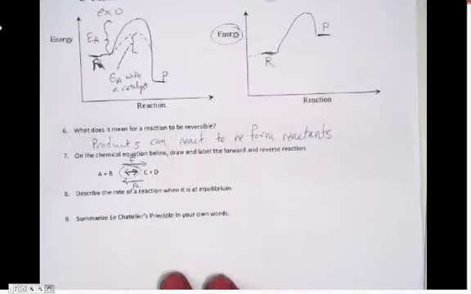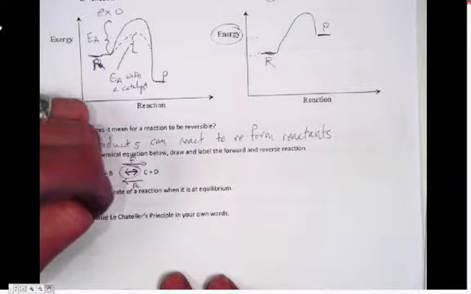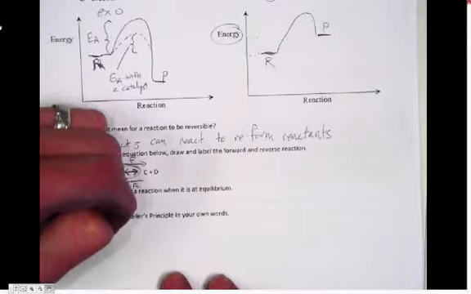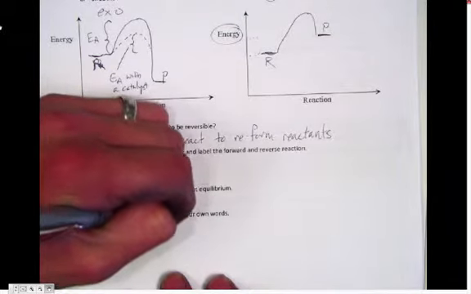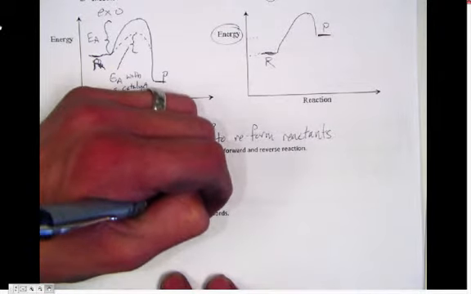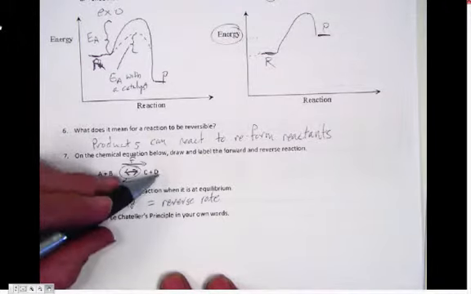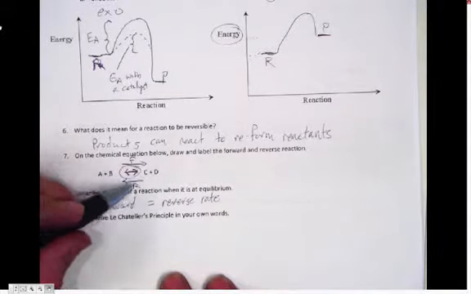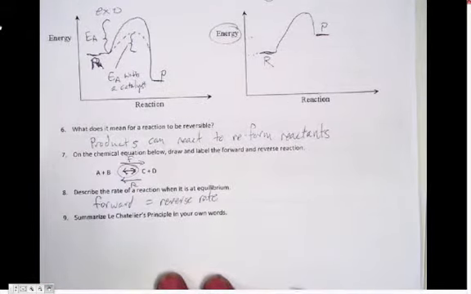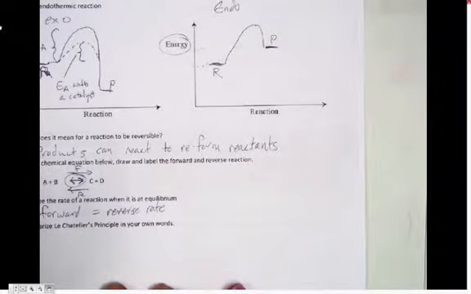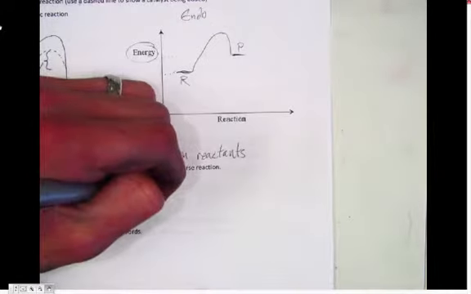Okay. For number 8, describe the rate of a reaction when it's at equilibrium. The forward rate equals the reverse rate. Okay, so in other words, if we go back up here, the rate at which we are turning A and B into C and D is equal to the rate at which C and D are being turned into A and B. I described this earlier to some students as if I am making sandwiches.